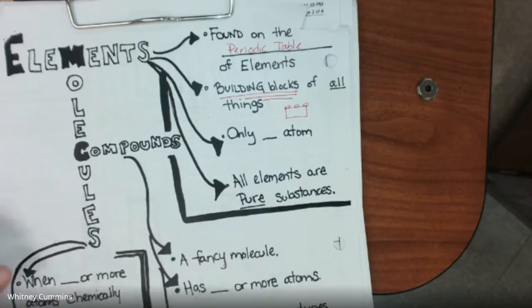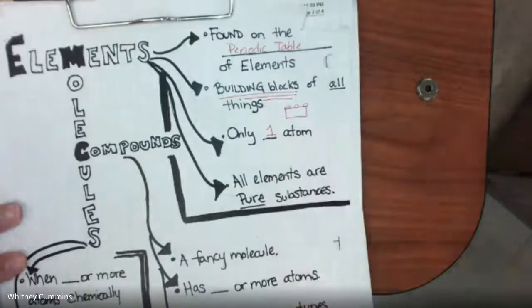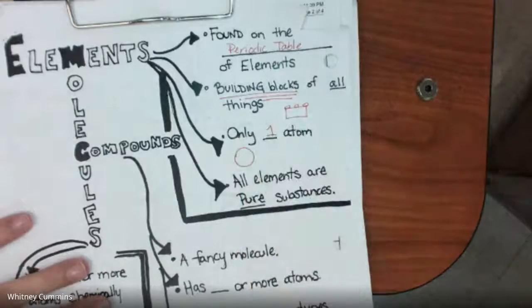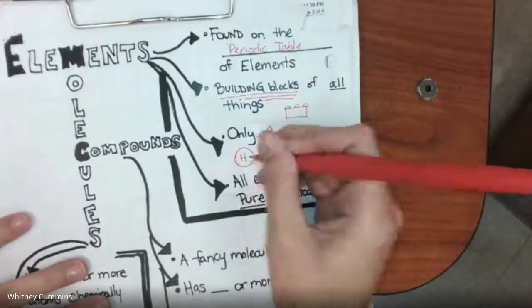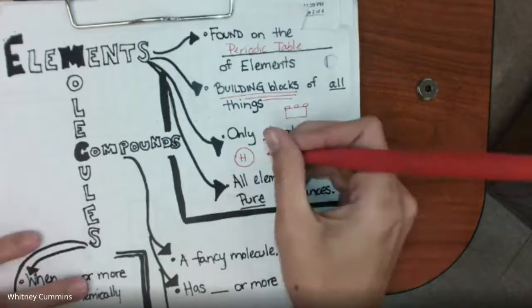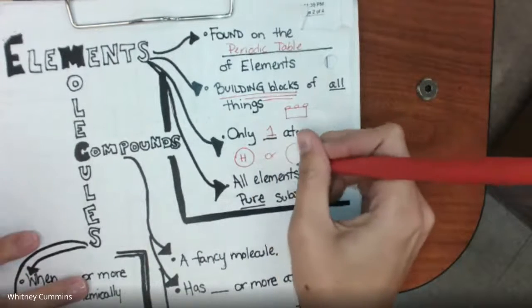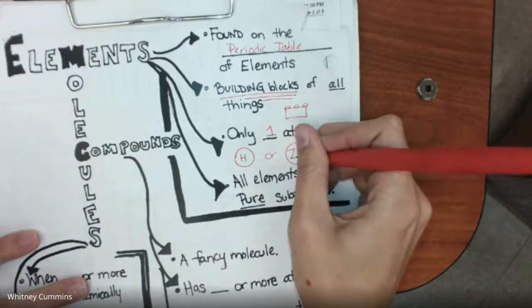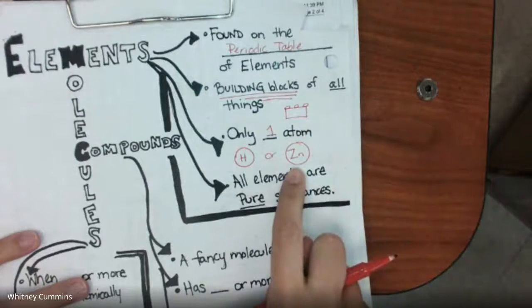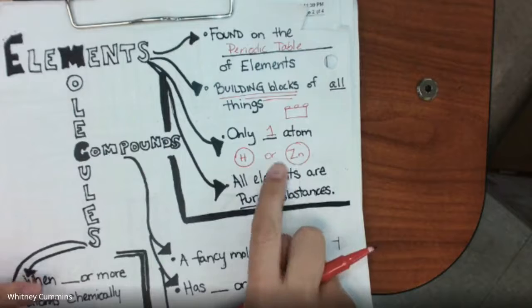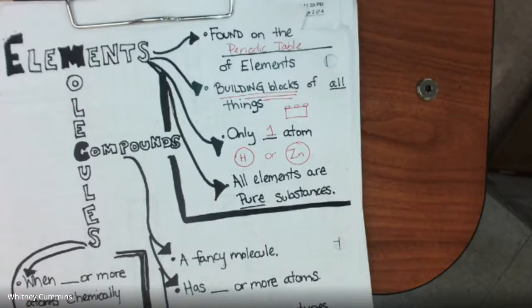So when we say element, that means they just have one atom, like hydrogen, it's just one. Or you could give me another one, and we're going to go with zinc. It's just one thing, one element from the periodic table.